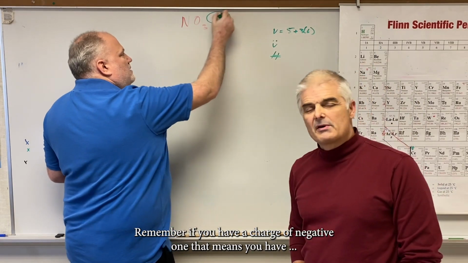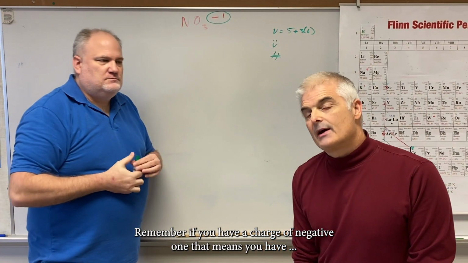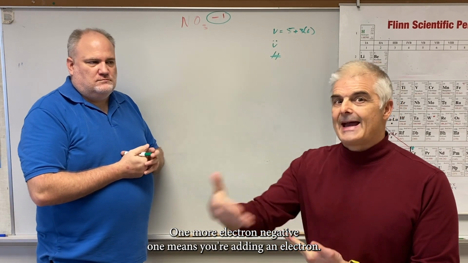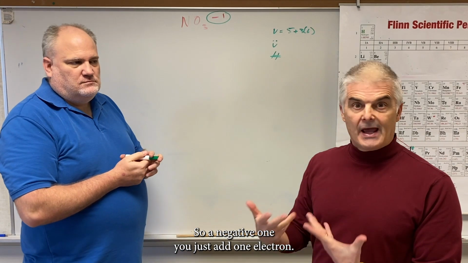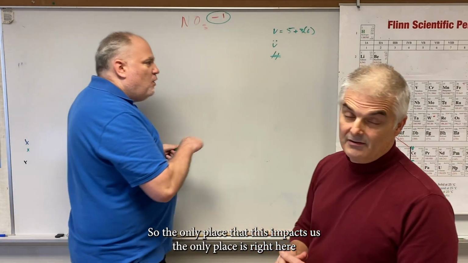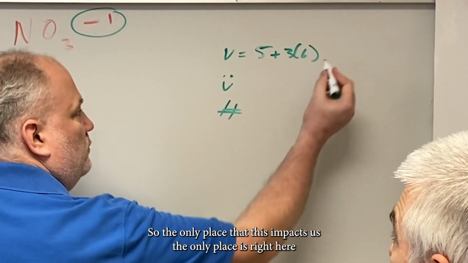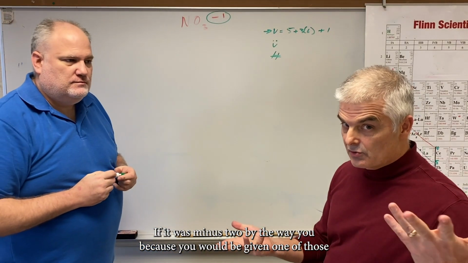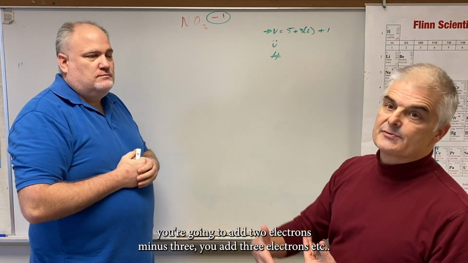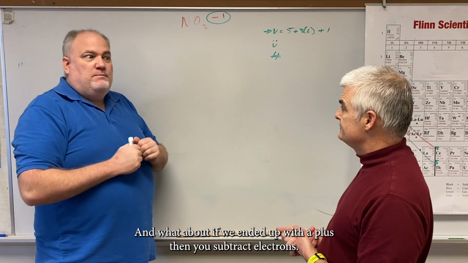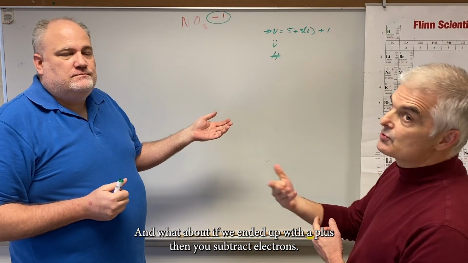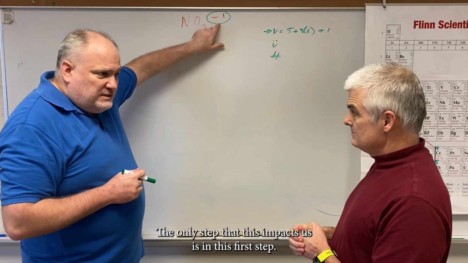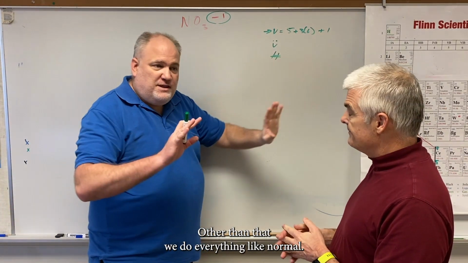Remember, if you have a charge of -1, now, it's a little tricky, that means 1 more electron. -1 means you're adding an electron. So a -1, you just add 1 electron. It's just +1. So the only place that this impacts us is right here in the valence. If it was -2, by the way, because you'll be given one of those, you're going to add 2 electrons. -3, you add 3 electrons, etc. What about if we ended up with a plus? Then you subtract electrons. So this right here, and this is really important, the only step that this impacts us is in this first step. Other than that, we do everything like normal.